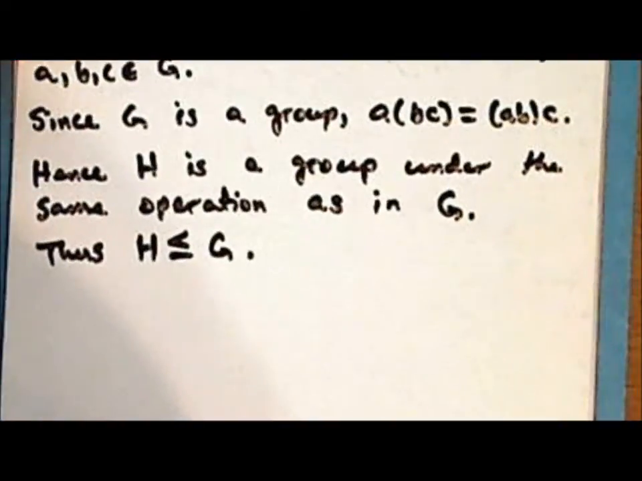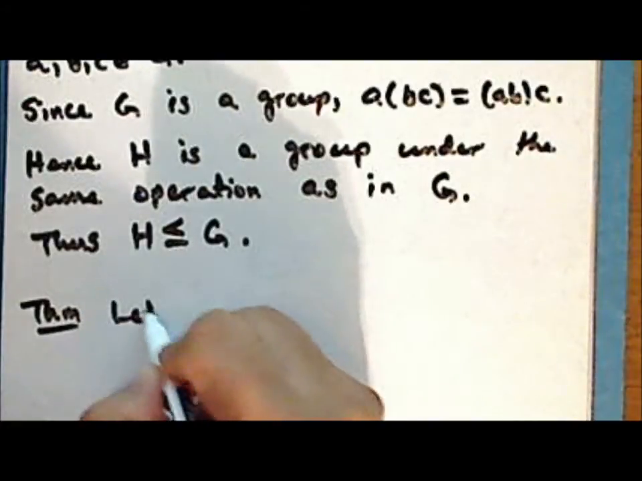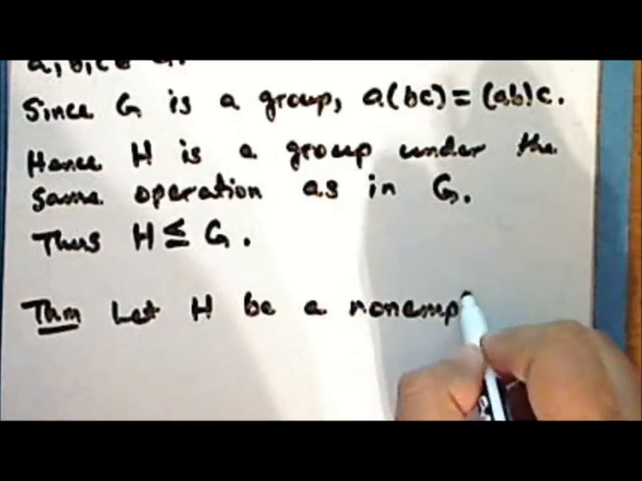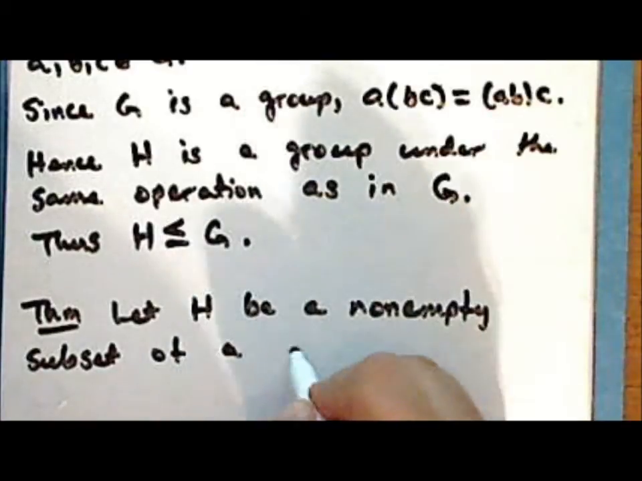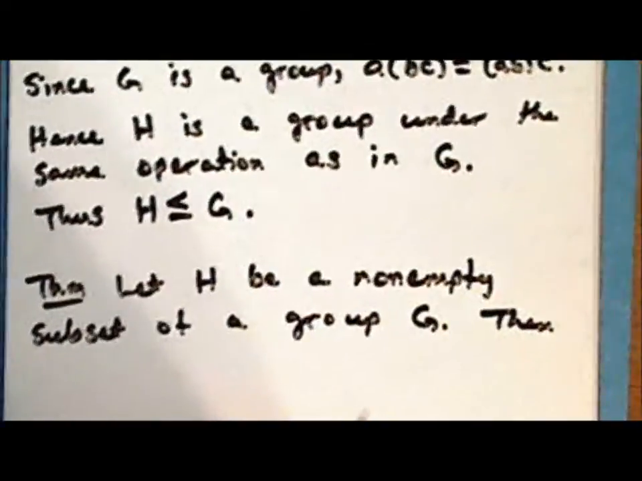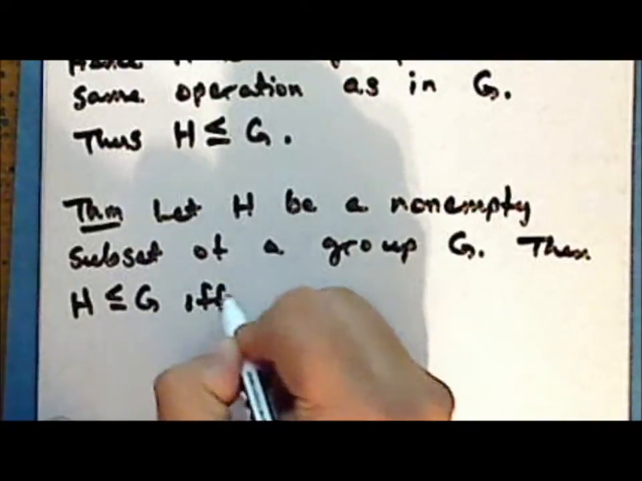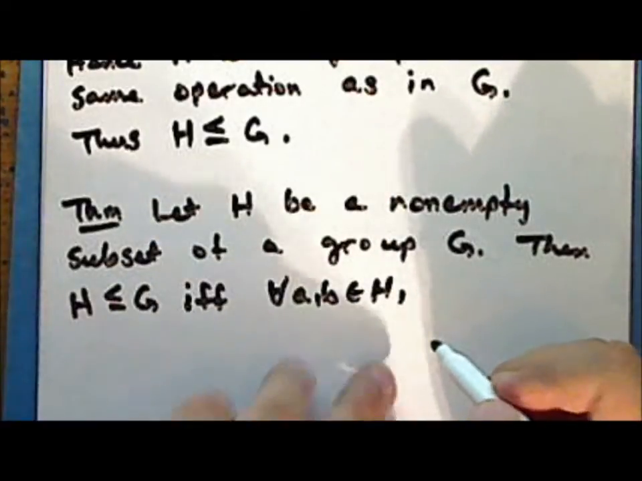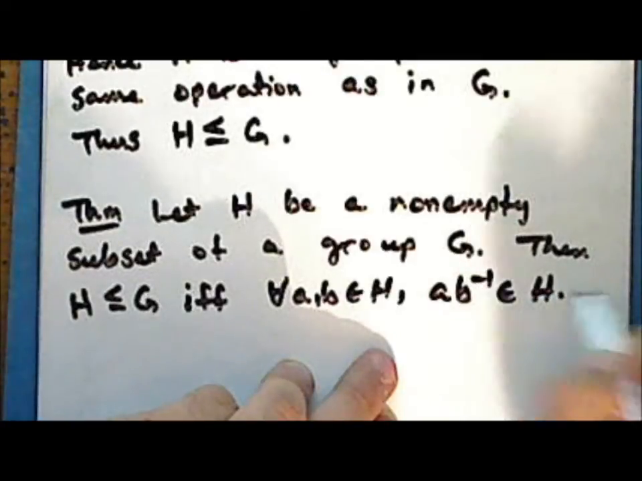Okay, so we will now use this lemma to prove a theorem. So let H be a non-empty subset of a group G. Then H is a subgroup of G if and only if for every two elements A and B in the set H, the operation of the element A and the inverse of B is also in the set H.